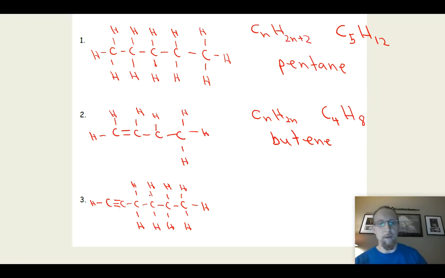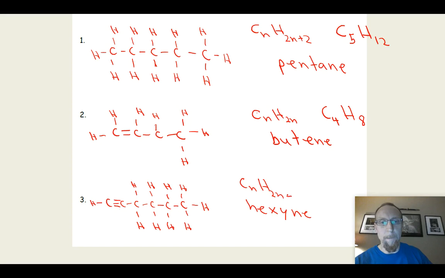All right, and the last one, we've got 1, 2, 3, 4, 5, 6. So that's hex. And it's got a triple bond. So we know it's an alkyne. So those end in ine. So this would be called hexyne. Done.